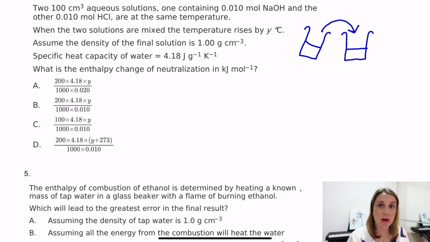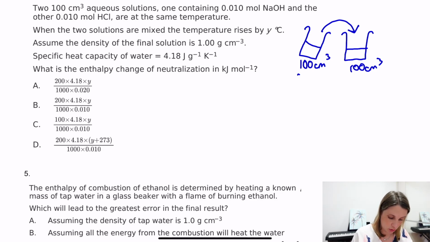The other way that you might be expected to use Q equals mc delta T is for the enthalpy of a reaction. So normally a neutralization or a displacement. So a reaction that's happening in one reaction vessel. So here it says 200 centimeter cubed aqueous solutions. So we're thinking about what this looks like. So both of these beakers have 100 cm cubed in them.